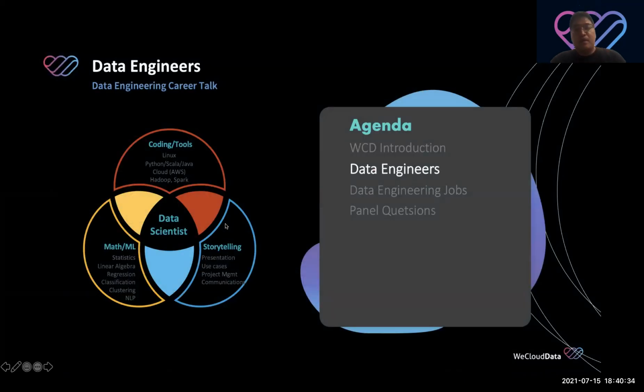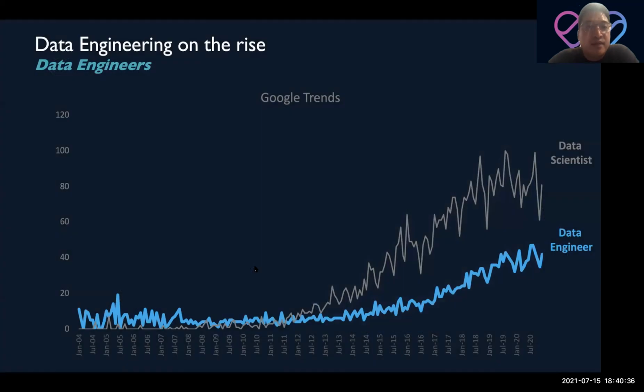All right, let's talk about data engineers. The data engineering, I think, as a career or as a profession is definitely on the rise. If you look at the Google trend, the amount of search for data scientists is still higher, but the trend for data engineers is really good. And right now, if you search on Indeed or on LinkedIn for data engineering jobs, sometimes you'll find more data engineering jobs than data scientist jobs.